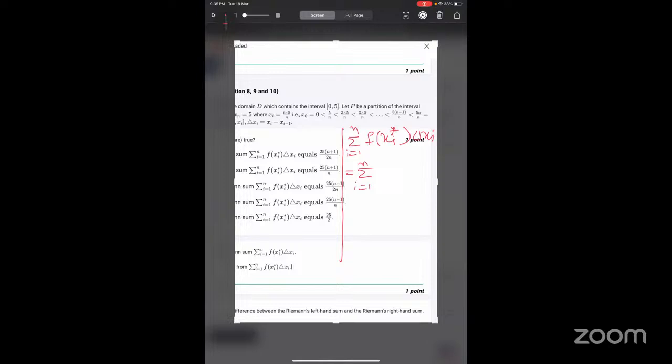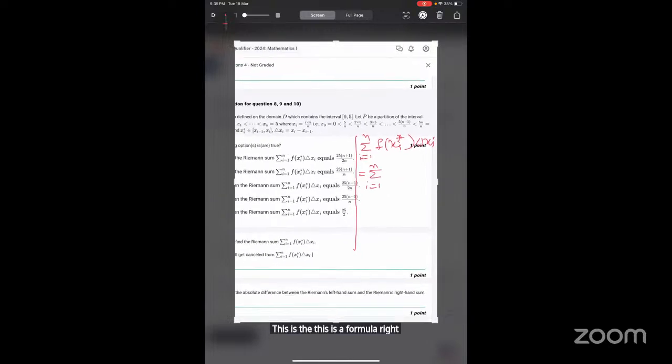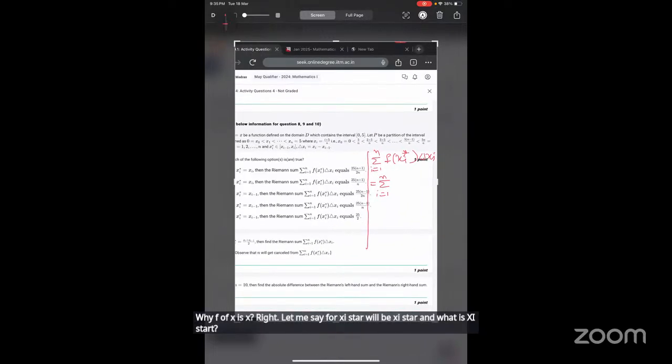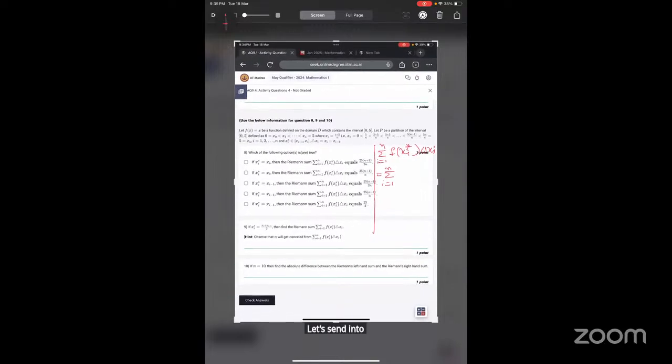This is the formula, right, ma'am? The sum from i equals 1 to n of f(x). f of x is x, right? That means f of xi star will be xi star. And what is xi star? That's n into n plus xi, plus xi minus 1 by 2, right? Yeah.